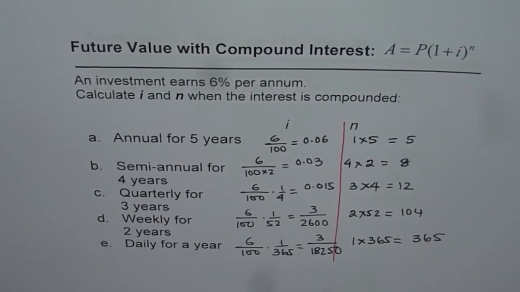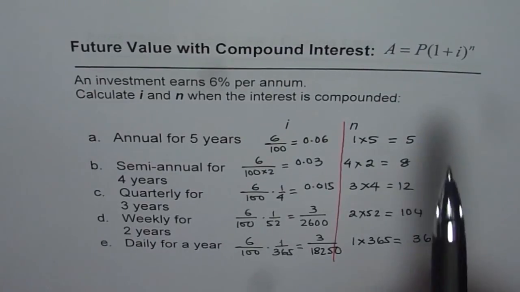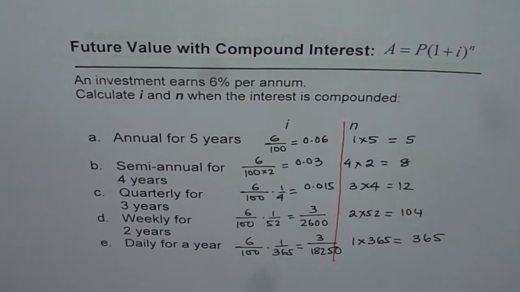So that is how we have to calculate I and n values in the formula. And once we know the principal amount, we can find the future value or the amount which it will be worth after the compounding period. I hope that helps to apply and understand the given formula.